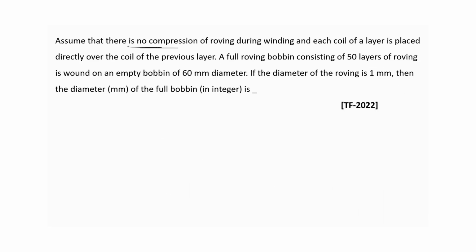Assume that there is no compression of roving during winding and each coil of a layer is placed directly over the coil of the previous layer. A full roving bobbin consisting of 50 layers of roving is wound on an empty bobbin of 60 mm diameter. If the diameter of the roving is 1 mm, then the diameter in mm of the full bobbin, in an integer, is. It is also a 1 mark question.